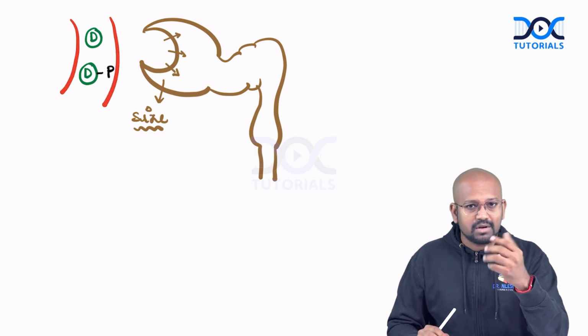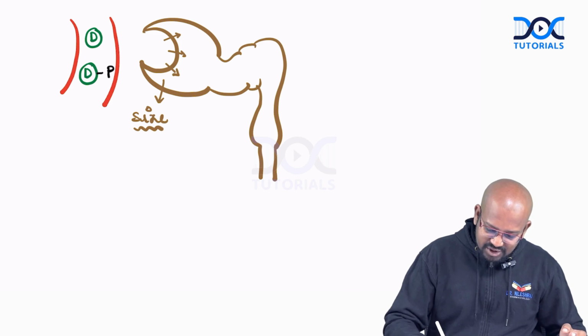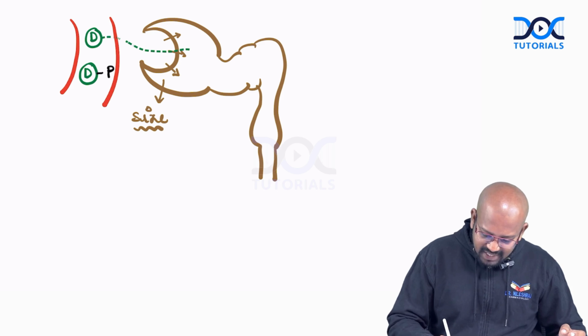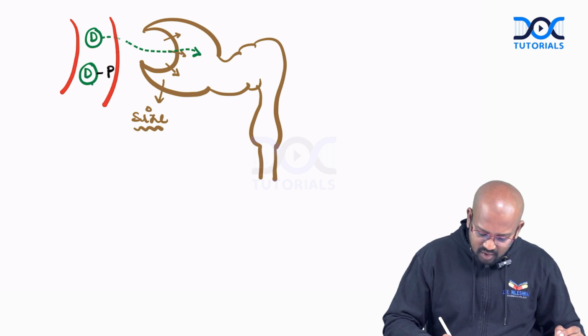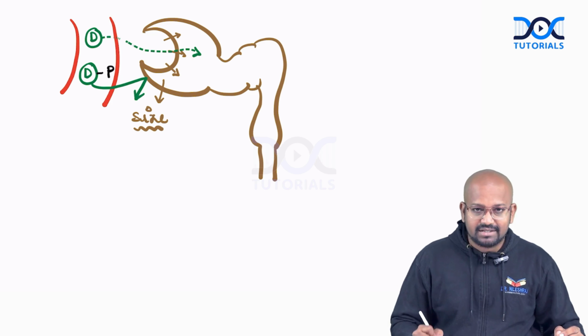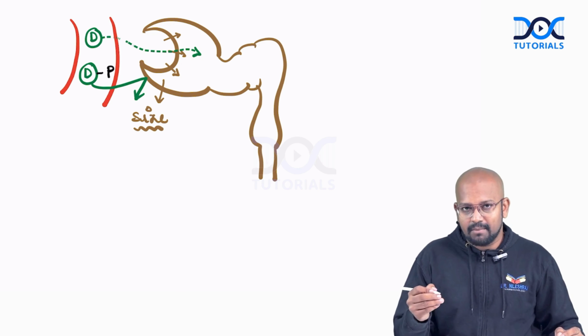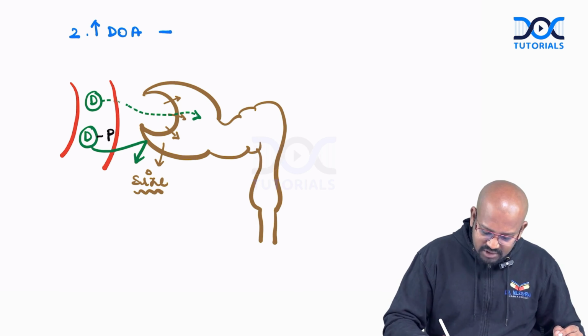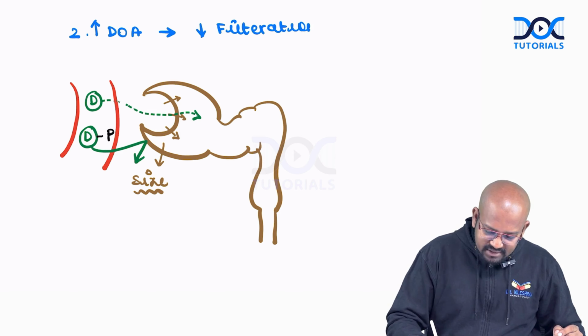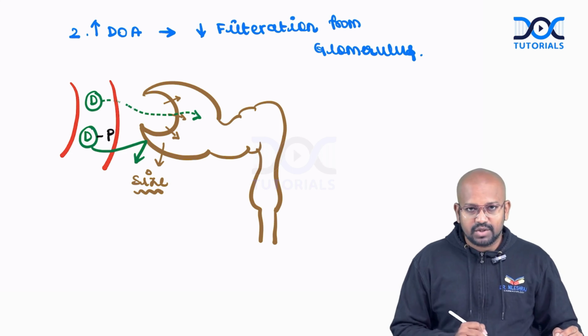If a drug molecule is smaller, which means the drug molecule is free in nature, it can easily cross the membrane and gain entry into the urine. Whereas if the drug molecule is bound, it cannot even cross the membrane. That's the reason why we say drugs with high plasma protein binding tend to have a longer duration of action. And why is that? Because of decreased filtration from the glomerulus. Because of this, the duration of action is going to be prolonged further.